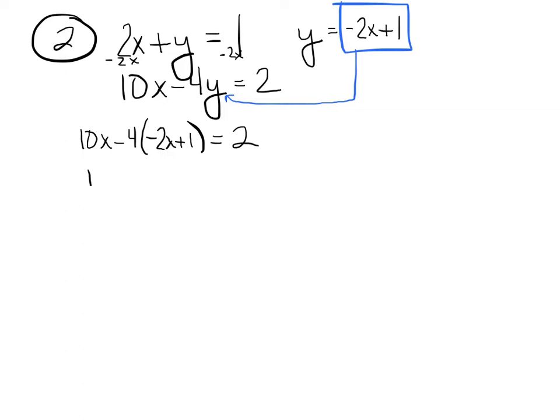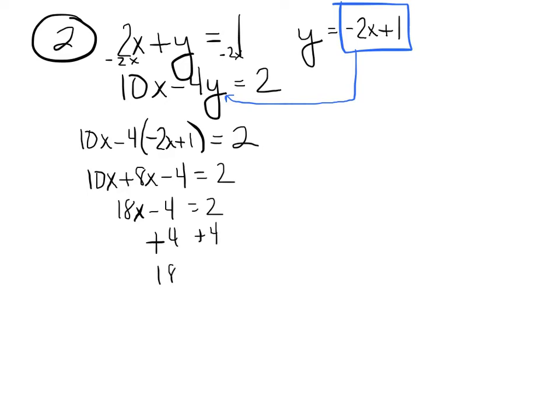Distribute. 10x plus 8x minus 4 equals 2. Now 10x plus 8x, that gives me 18x minus 4 equals 2. Add 4 to both sides. 18x equals 6. Divide both sides by 18, and this is a very common mistake.